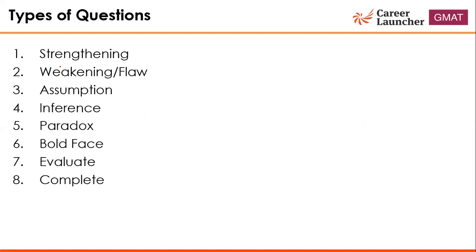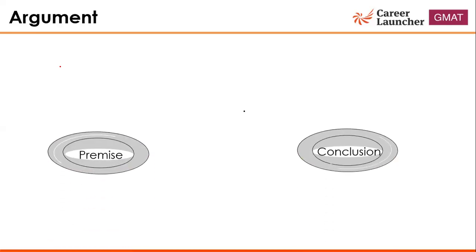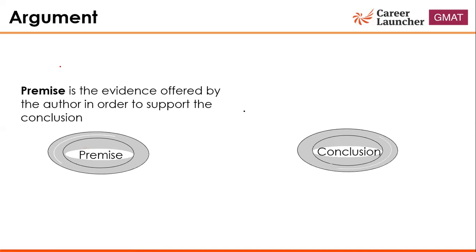But in order to solve any of these questions, the most important thing you need to understand is what an argument is. So let's understand. Any critical reasoning argument is made up of two components, a premise and a conclusion. Premise is basically the evidence, the reasoning that the author has presented in order to support the argument. There can be a lot of different types of premise that are presented, but of course, premise is the evidence, reasoning, fact that the conclusion is based upon.